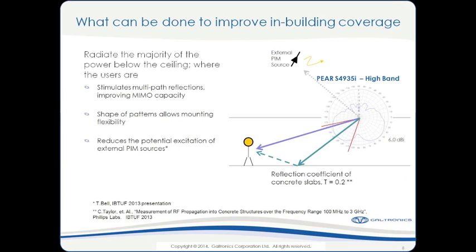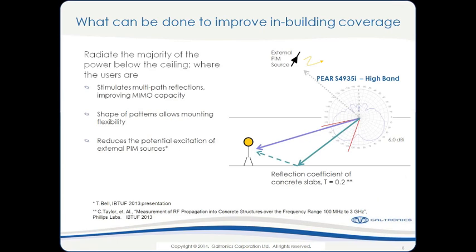So this pattern shape that we've been designing to, we've called pear, and the term pear comes from, if you look at this pattern shape versus a dipole, if you look at the cross section of a dipole, it looks like an apple. If you look at the cross section of what we're designing for, it looks more pear shaped, where the bottom lobes receive more power.